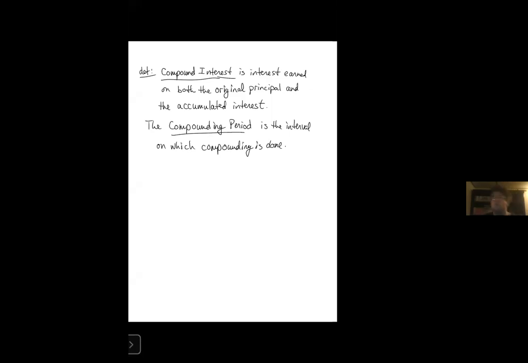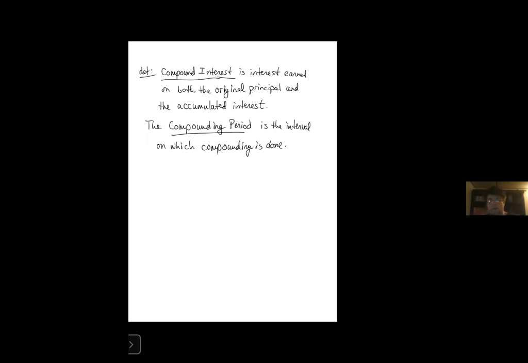So for example, with simple interest, if you earn interest every year, after 3 years, you've earned interest after the first year, you've earned interest after the second year, but you're not earning money on that interest. With compounding interest, in the second year, you're earning interest on the interest you earned in the first year. So by definition, compound interest is interest earned on both the original principal and any accumulated interest.